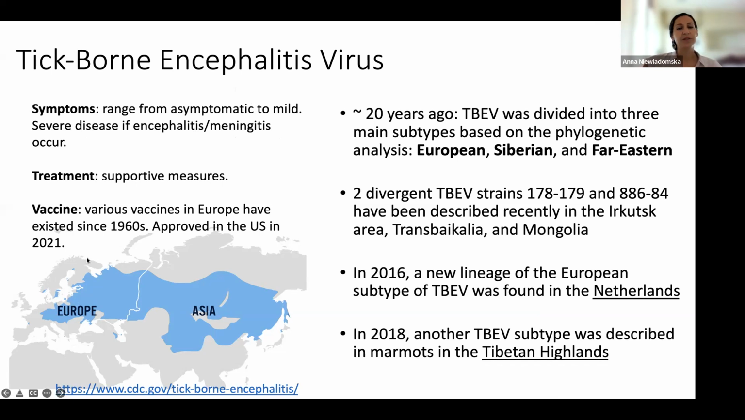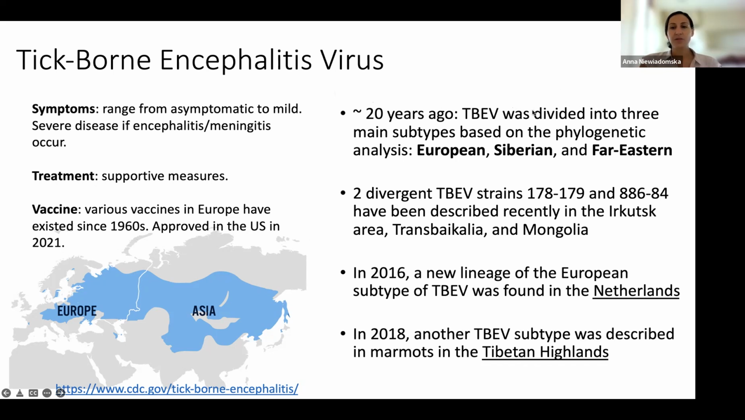However, people have been experimenting with vaccines for a very long time, particularly in Europe and in the Soviet Union historically, and now Russia. And there have been many different types of vaccines that have been developed. But in 2021, the FDA approved one of these vaccines for use in the United States. So Tick-Borne Encephalitis virus has quite a long history. It's been known about for almost 100 years so far.